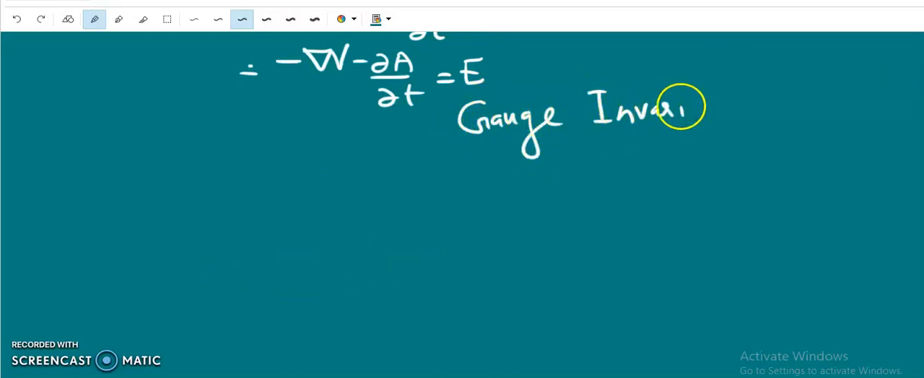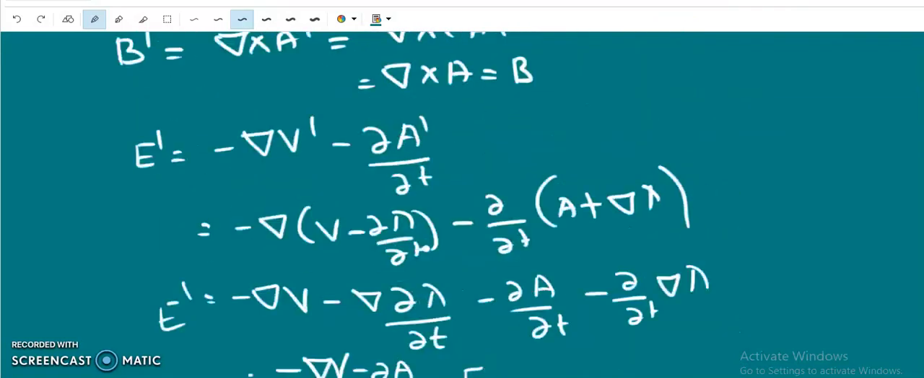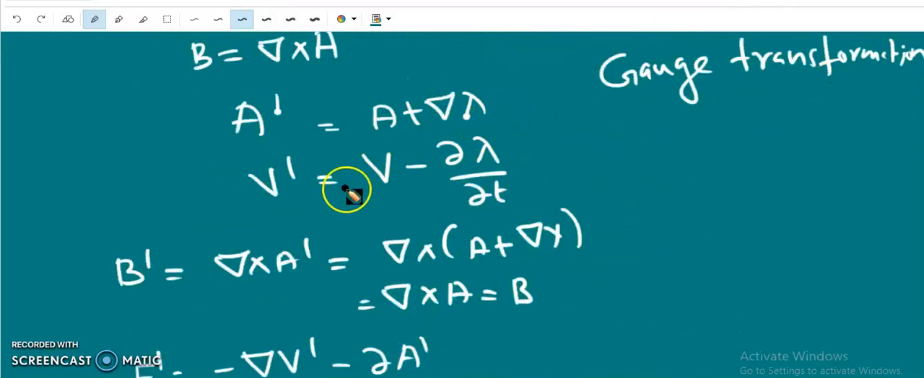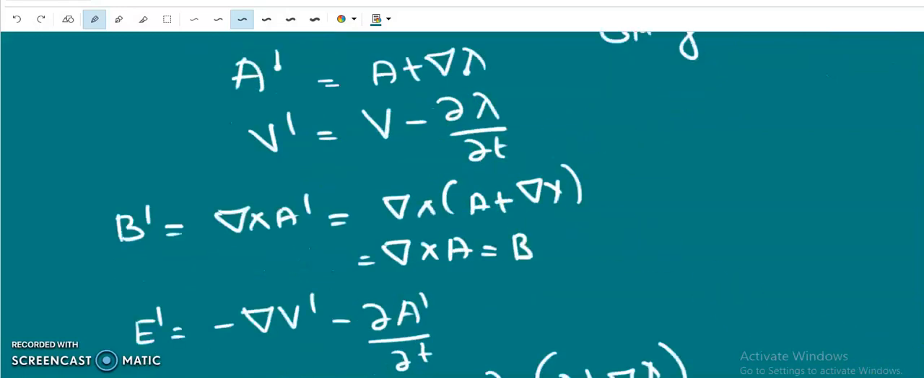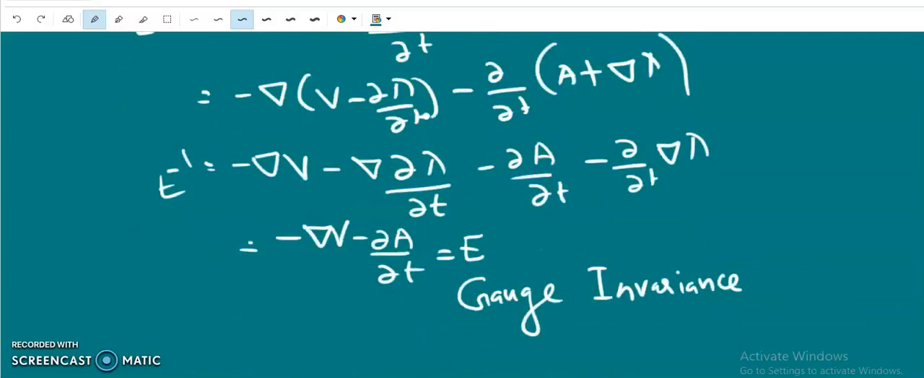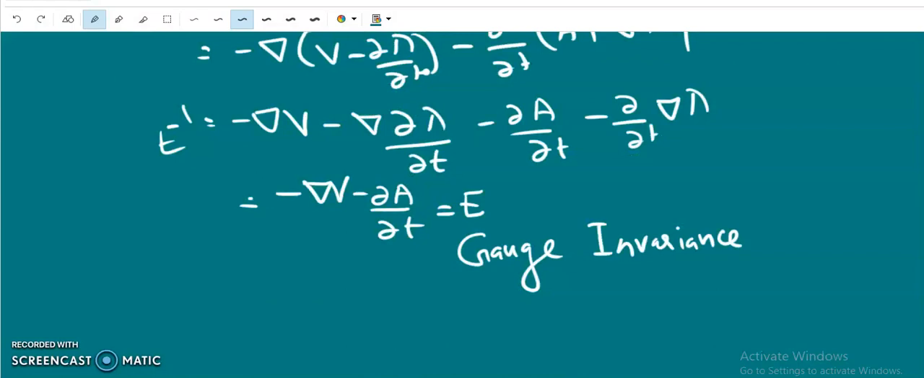So when we apply the gauge transformation equations, the potentials are changing according to the expression A prime is equal to A plus gradient of lambda and V prime is V minus dou lambda by dou T. So these are the gauge transformation equations. So even though we apply this, we can see that the corresponding field is unique. So the field is invariant and it is known as gauge invariance. So we can keep E and B invariant by changing V and A.